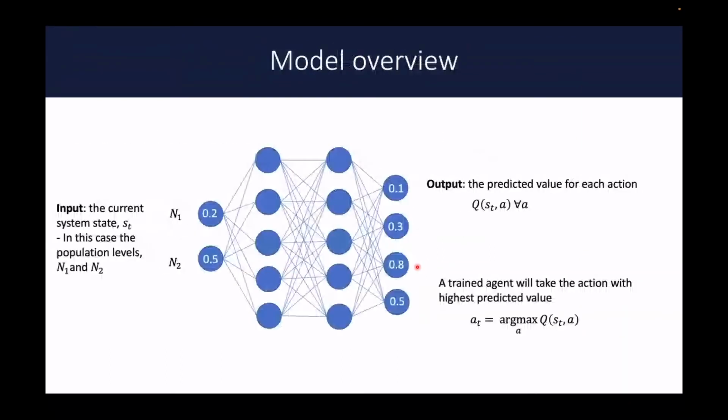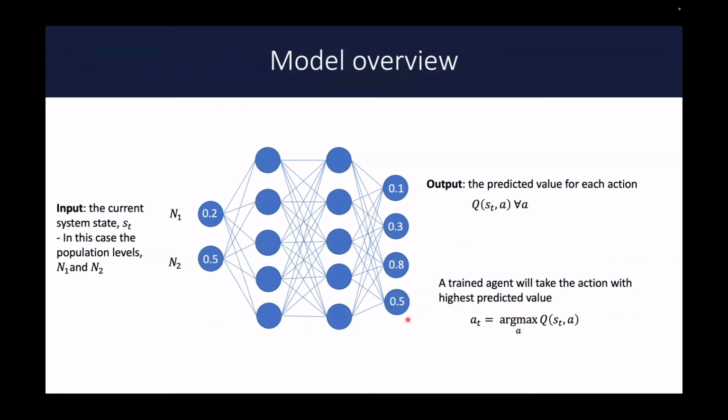We're using a neural network. The input is basically the state, so that's the two different population levels, N1 and N2. These are normalized to be between 0 and 1. And then the output: if you remember, we had 4 different actions that we can take from the bang-bang control, and the output will be the predicted value of each action.